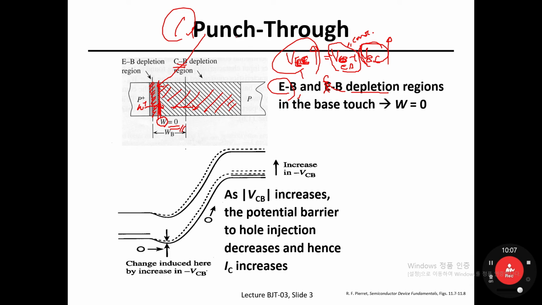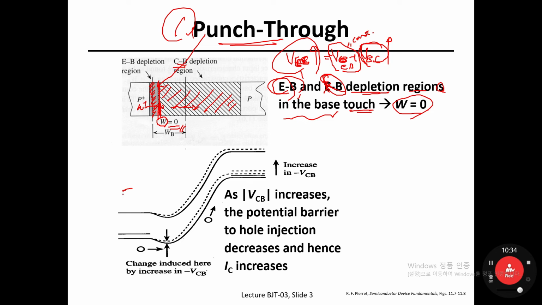So the definition of punch-through in a BJT is that the emitter-base and collector-base depletion regions touch together in the base region. Then we can say that W, the physical width of the quasi-neutral base region, becomes zero. Okay, then what is the physics behind it?